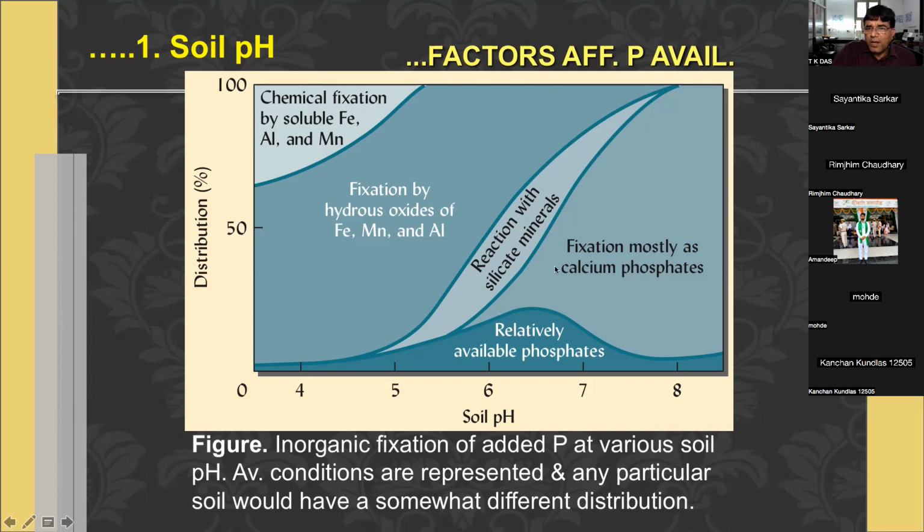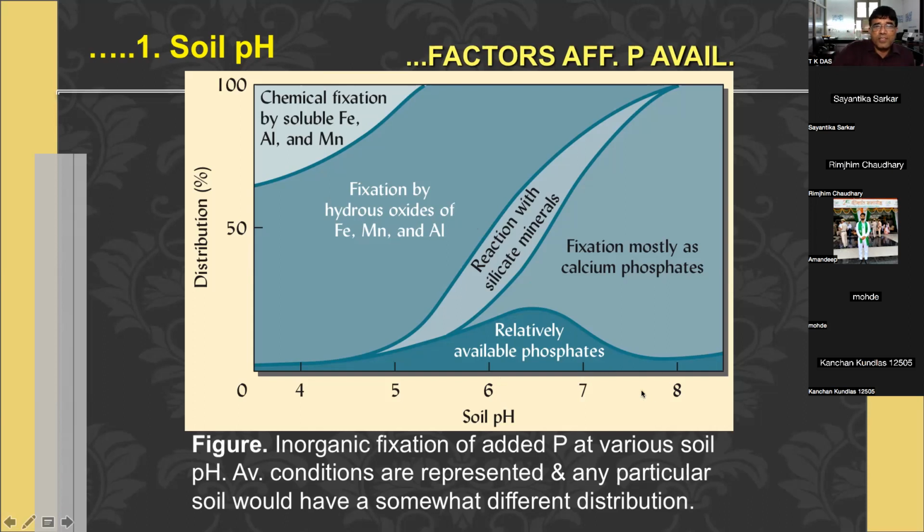Now coming to the fixation mostly as calcium phosphate. After pH 6, you can see it is getting very high. Most of the phosphorus in alkaline pH is fixed by calcium. And then reaction with silicate minerals starts at pH 5, and you can check the relative proportion here. And at the bottom, you see the relatively available phosphates. Initially it is very low, and it is maximum at pH 6 to 7. You can see at pH 6 to 7 you have the peak, the maximum availability of phosphorus, and then it decreases.